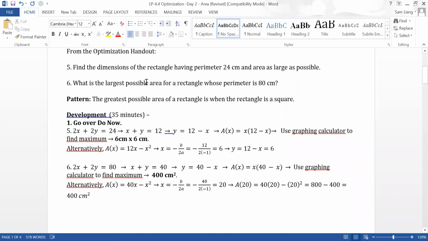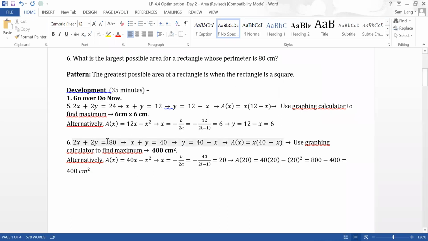So for question 5, they're asking for the dimensions, so the length and the width of the rectangle. For question 6, they're asking for the maximum possible area. So that would be the y coordinate for your area function. You start off with the same thing, 2x plus 2y equals 80, and then divide everything by 2, you get x plus y equals 40, and then isolate y, you get y equals 40 minus x.